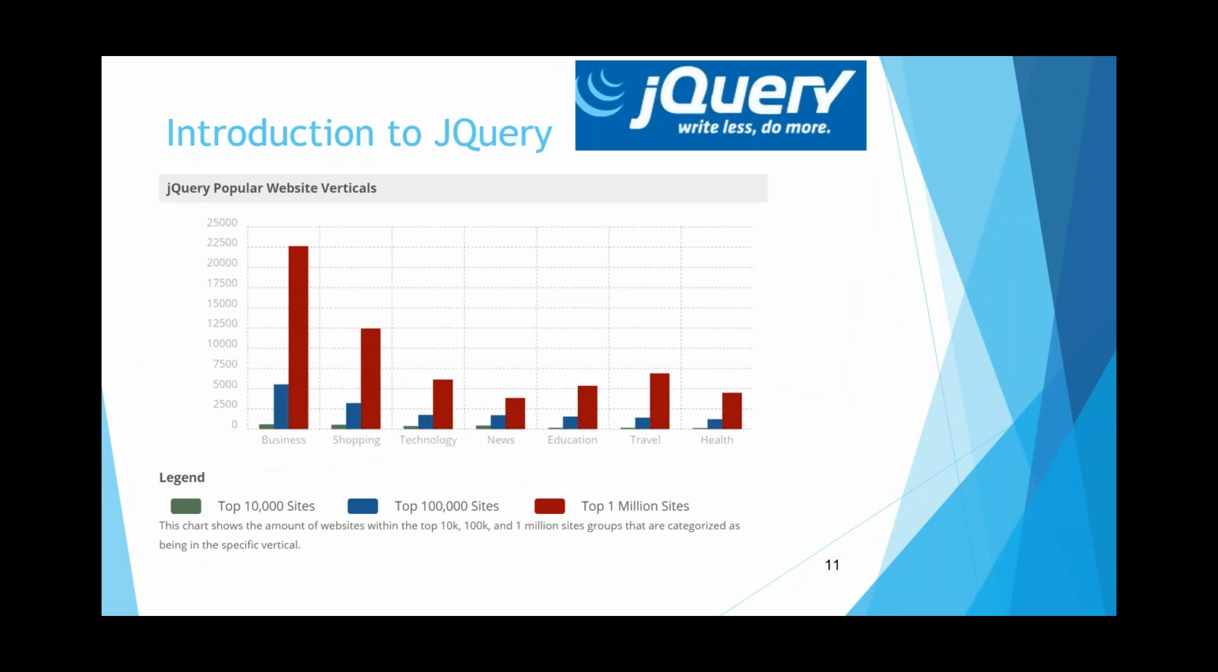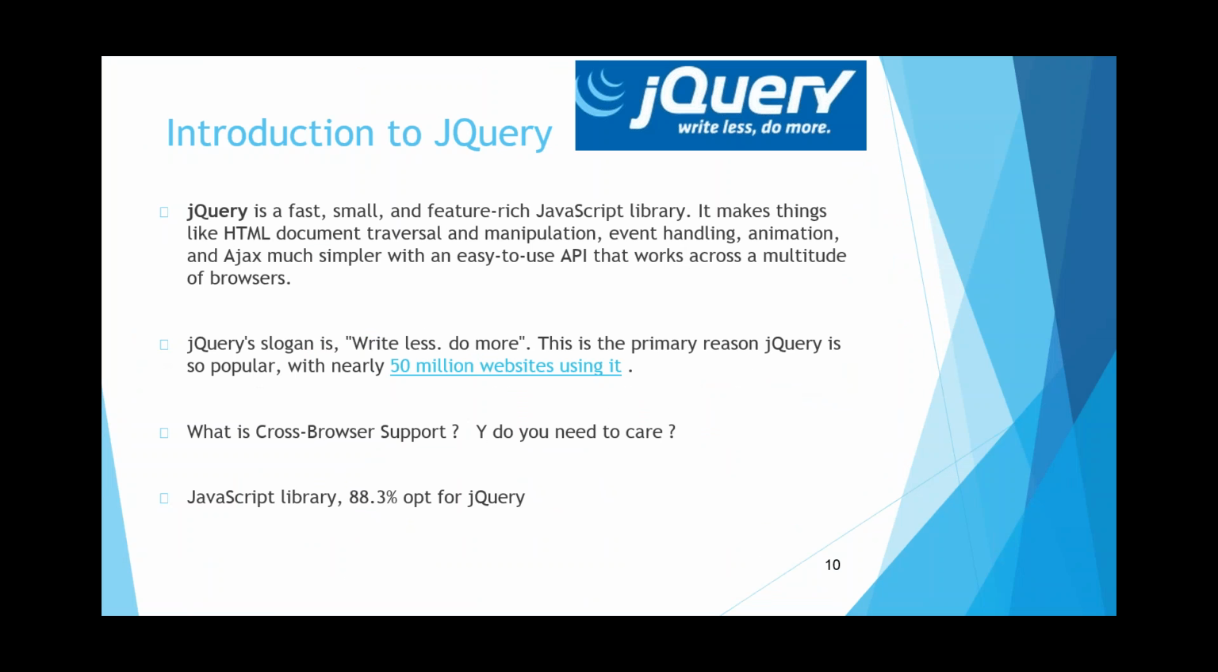So if you see how jQuery is used, it is a fast, small, feature-rich JavaScript library. It makes things like HTML document traversal and manipulation, event handling, animation, and Ajax much simpler with an easy-to-use API that works across multiple browsers. The jQuery slogan is write less, do more. This is the primary reason jQuery is so popular, with nearly 50 million websites using it.